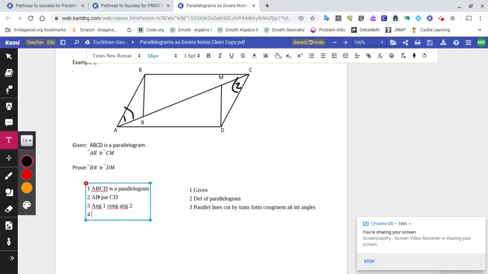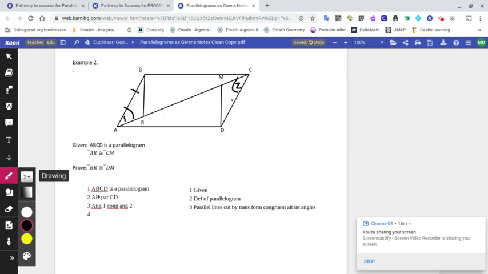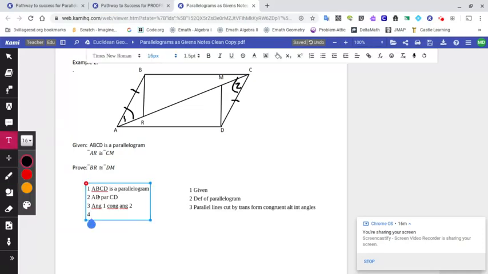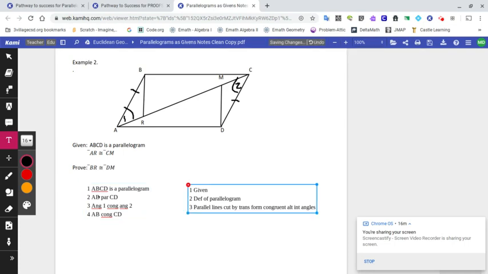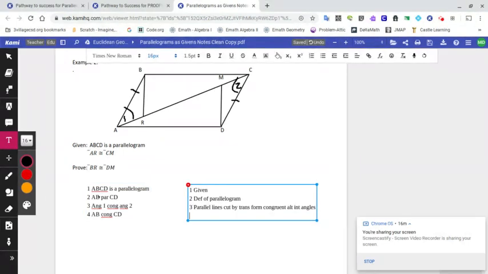The next thing I'm going to focus on here is AB being congruent to CD. Those are opposite sides of a parallelogram, and that's a property, so be careful. Do not say it's by definition of parallelogram. Remember what the definition of parallelogram is: the two pairs of opposite sides are parallel. The fact that they're congruent is a property. So we're going to say AB is congruent to CD, and our reason is opposite sides of a parallelogram are congruent.